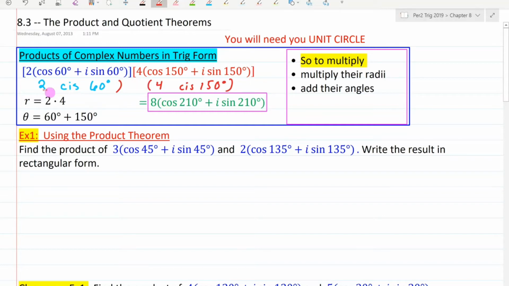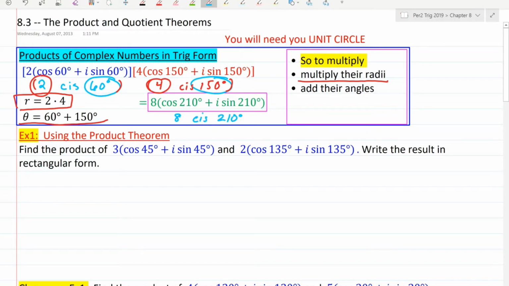If these two things are multiplied together, there's a certain way to go about doing that. What you do is multiply the radii together, so you're going to multiply 2 times 4. And you're going to add their degrees together, so you're going to add 60 and 150. So the resulting answer is 8 cis 210. And that would still be in trig form.